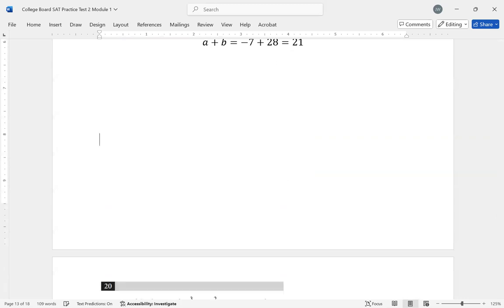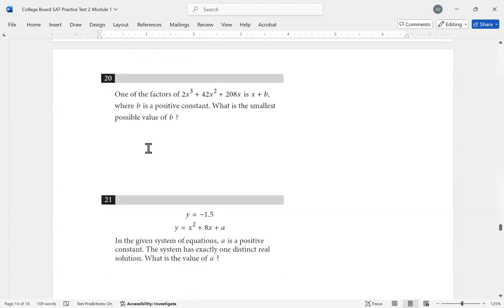Let's look at question 20. It says one of the factors of 2x to the third plus 42x squared plus 208x is x plus b, where b is a positive constant. What is the smallest possible value of b?